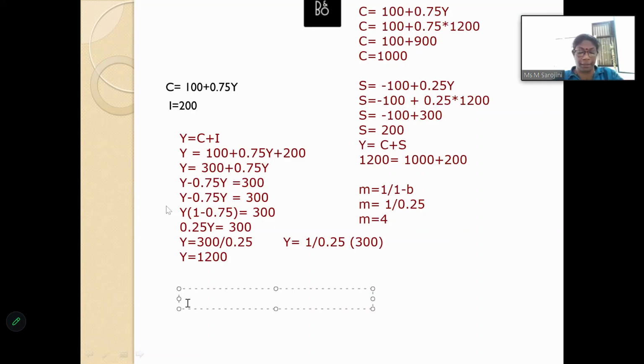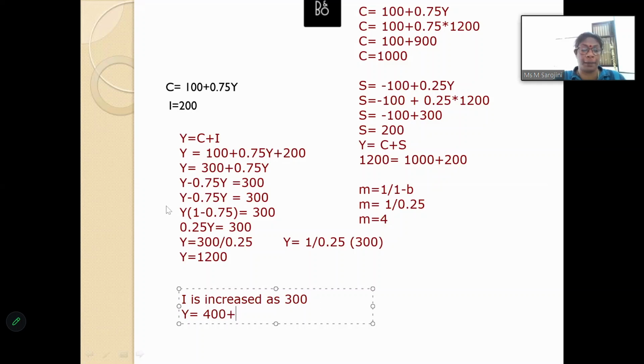The investment I is increased to 300. What happened to the national income? Instead of 200, now it's increased to 300, therefore 300 plus 100, 400. Is it okay? 400 plus 0.75Y is the national income.